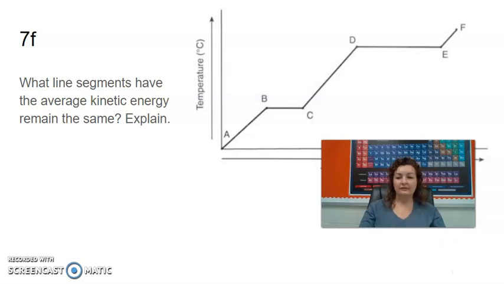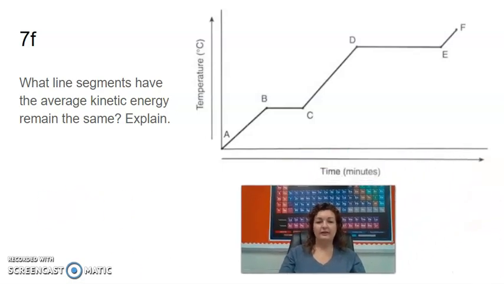All right, let's look at our next one. This next one says, what line segments have the average kinetic energy remain the same? So we know from our last one that the average kinetic energy is just the motion of our molecules. So where are they staying the same? It doesn't say where do they stop, right? It says where do they remain the same?